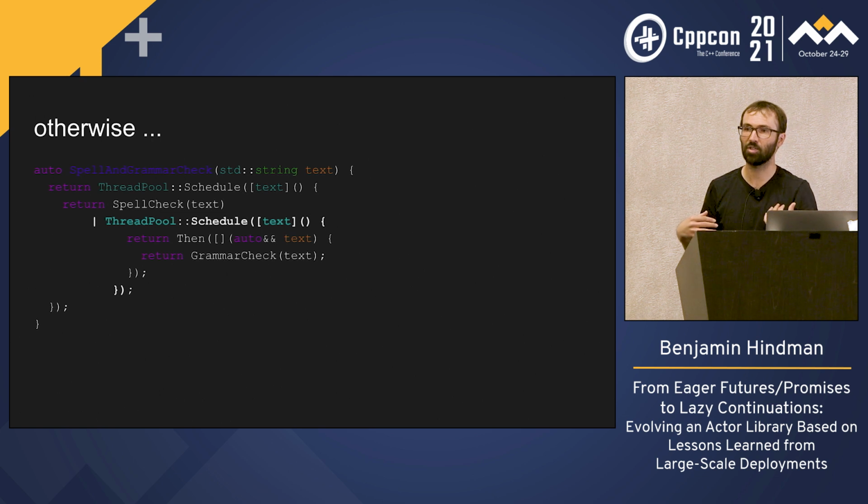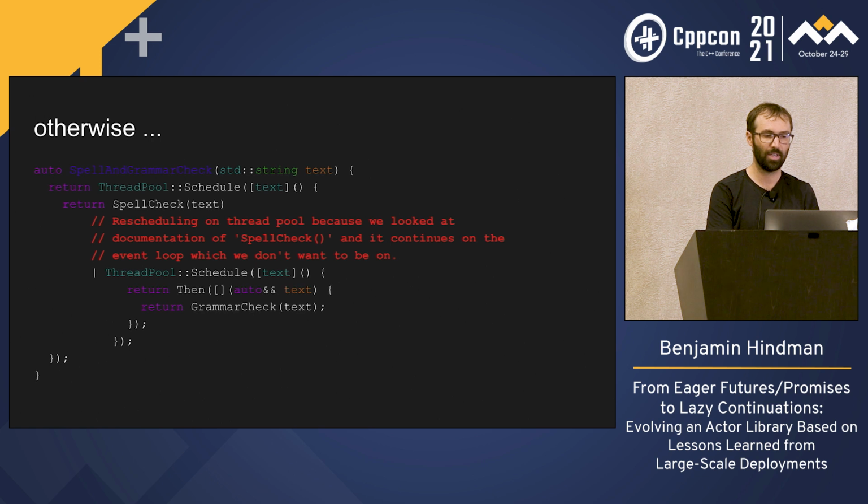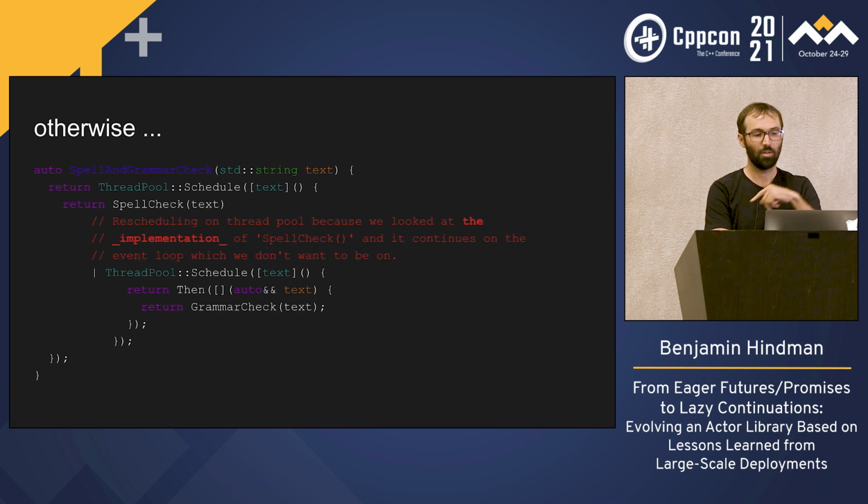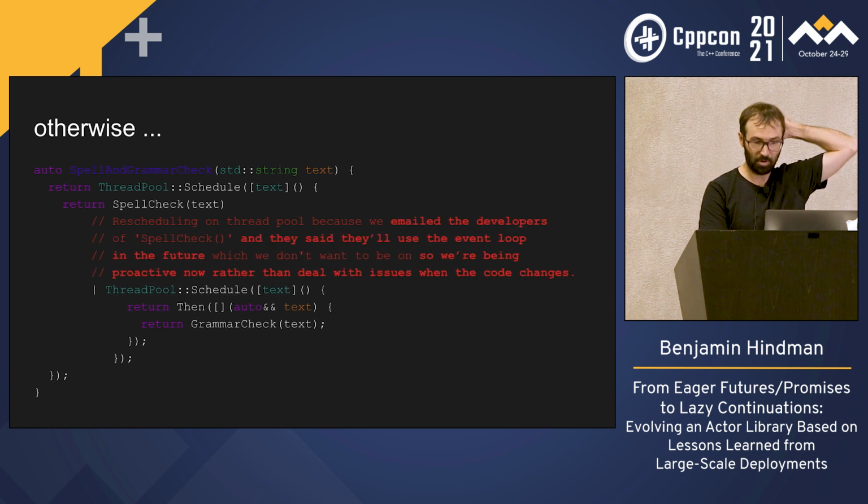To be defensive as a programmer, I have to think every single time about getting off the previous computation and getting on this one. And of course, what I should really be doing is writing a great comment explaining why: I'm rescheduling on the thread pool because I looked at the documentation of spell check and it continues on the event loop. Or because I looked at the implementation. Or even worse, because I emailed the developers of spell check and they said they'll use the event loop in the future, which we don't want to be on, so we're being proactive now, and so on. Hopefully you get the point.